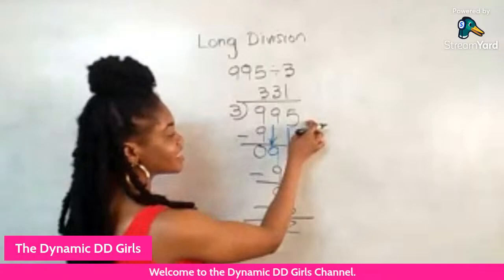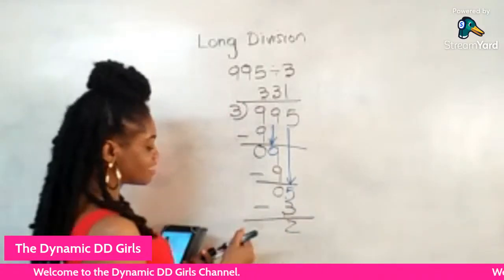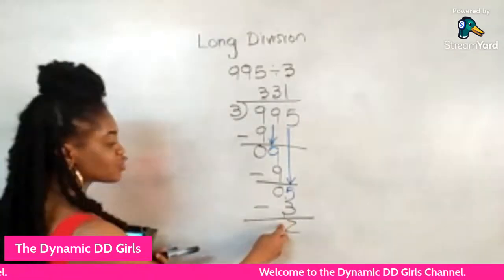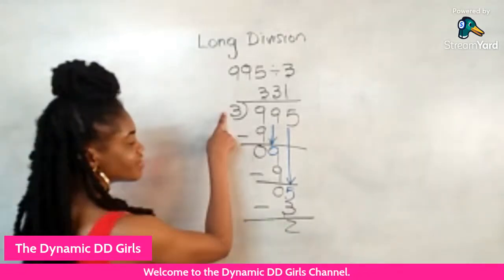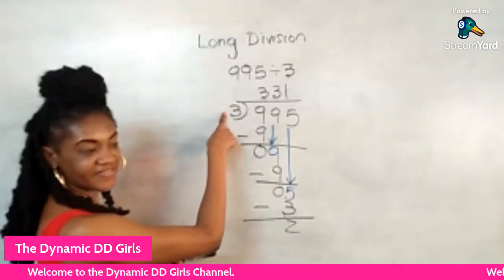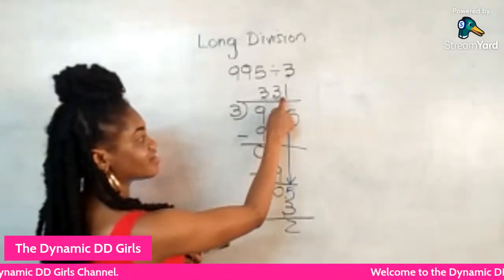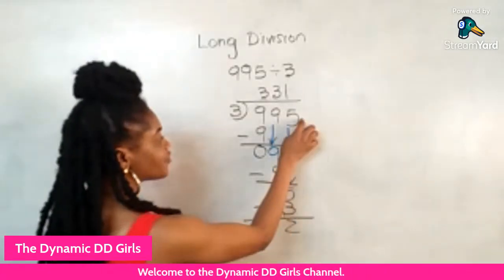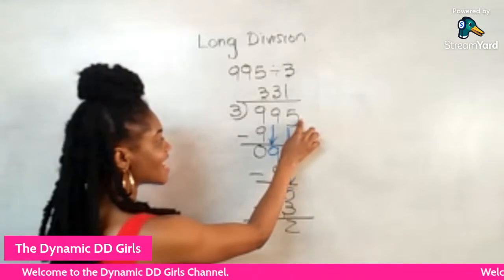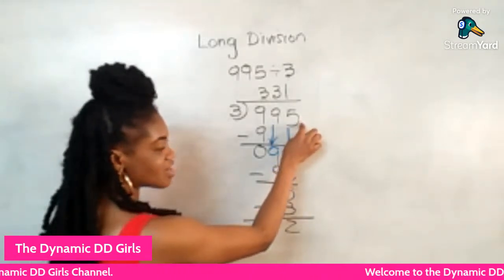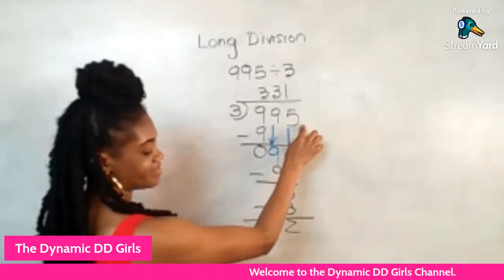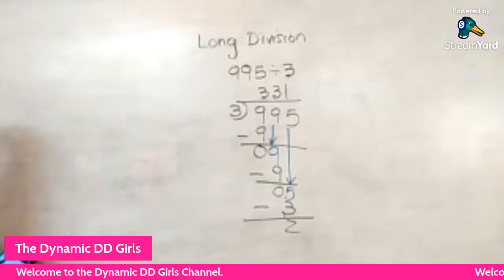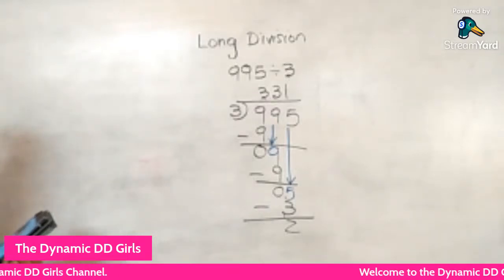We don't have a next digit to carry down, and this problem is finished right here. Remember now, 2 is your remainder, 3 is your divisor, 331 is your quotient, the same thing as your answer, and 995 is known as your dividend. All right, I'm going to leave that one for you to have a look at.